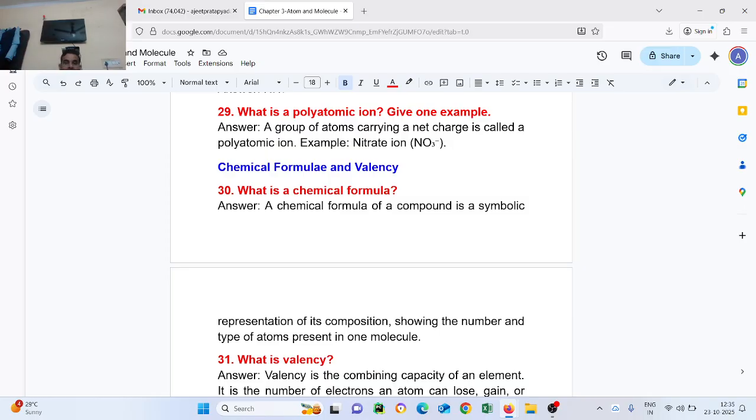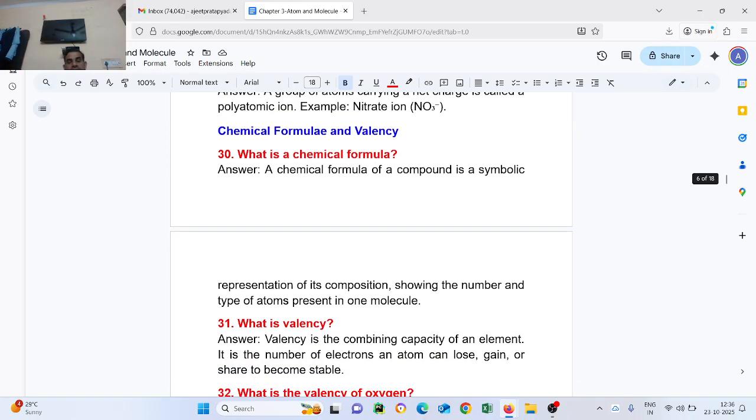What is a chemical formula? A chemical formula of a compound is a symbolic representation of its composition, showing the number and type of atoms present in one molecule.